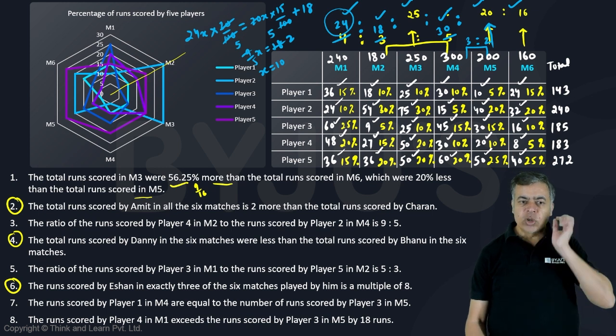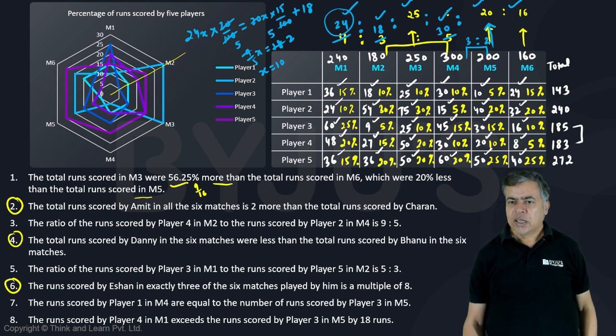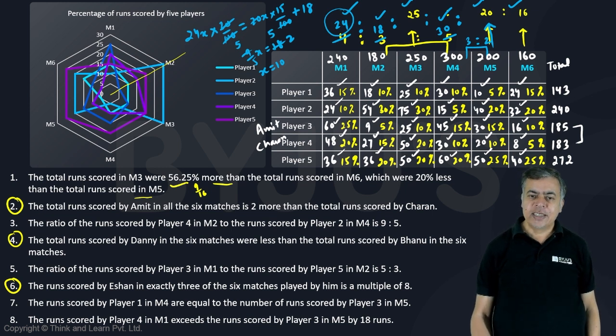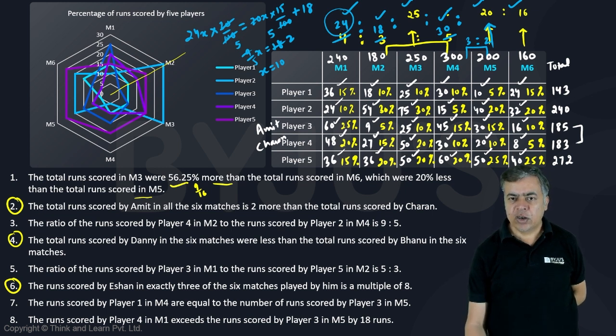Right? He was saying the total runs scored by Amit in all 6 is 2 more than Charan. Okay, 2 difference here only. Right? So player 3 must be Amit, and player 4 must be Charan. Now the total runs scored by D in the 6 matches were less than the total runs scored by Bhanu in the 6 matches. Okay, so D must be less than Bhanu. The runs scored by Ishan in exactly 3 of the 6 matches played by him is a multiple of 8. Ishan, exactly 3 matches, multiple of 8. Okay, it cannot be in the last. It can be 24, 40 and 32. Yes, player 2 must be Ishan.